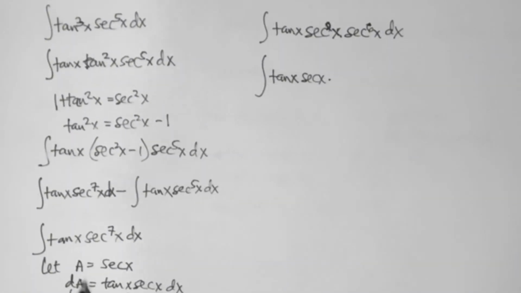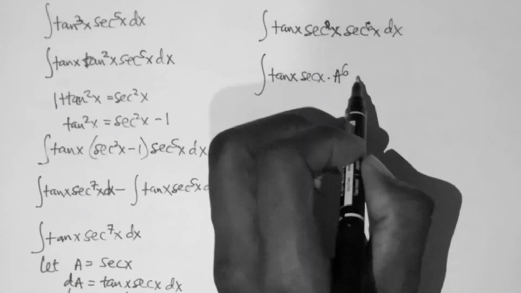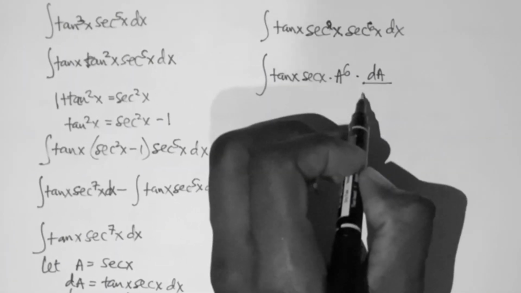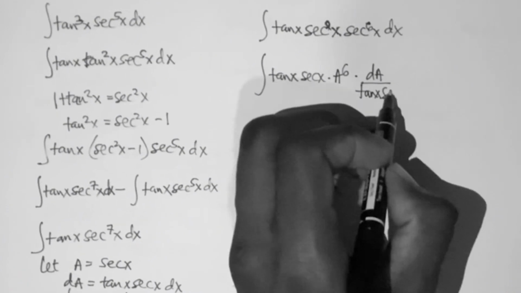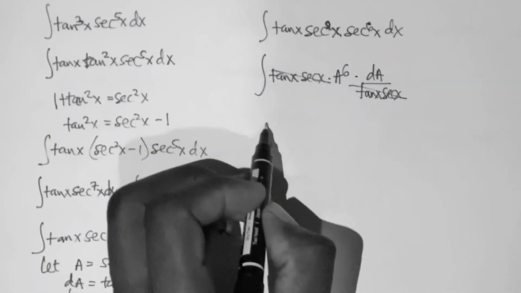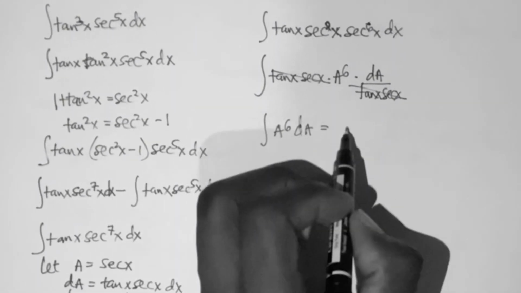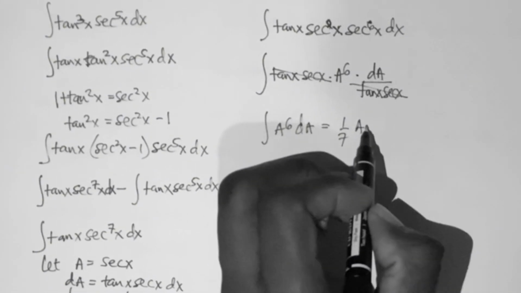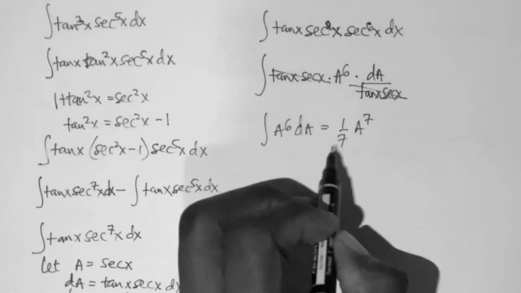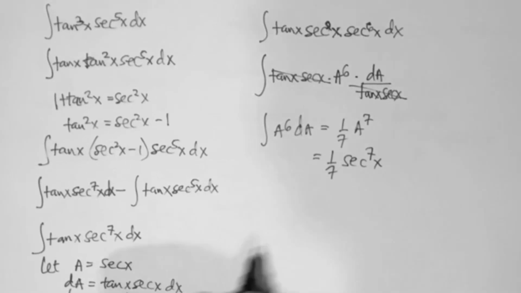Then sec x is a, so sec exponent 6x becomes a exponent 6, times dx becomes dA divided by tan x sec x. So tan x and sec x will cancel out, so it becomes integral of a exponent 6 dA, and that becomes 1 over 7 a exponent 7. But we said a is equal to sec x, so this becomes 1 over 7 sec exponent 7x.